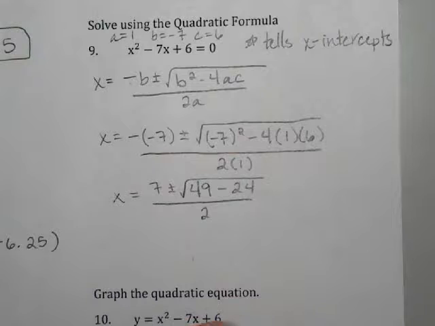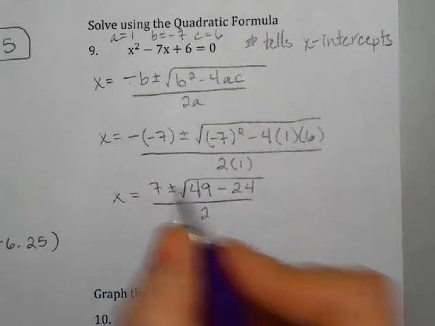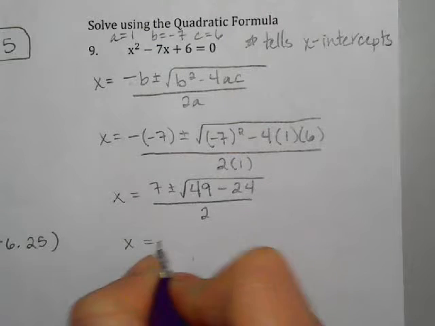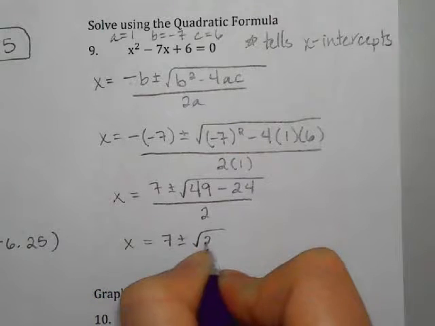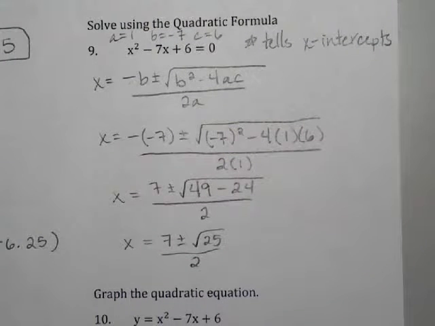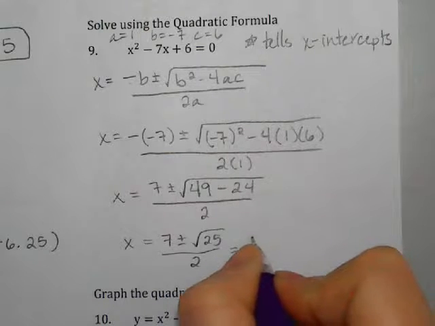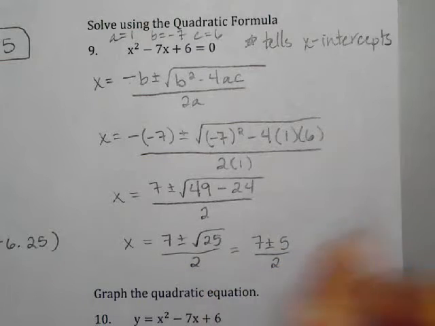What do I want to simplify next? What's 49 minus 24? So I've got 7 plus or minus the square root of 25 divided by 2. And what is the square root of 25? 5. So 7 plus or minus 5 divided by 2.